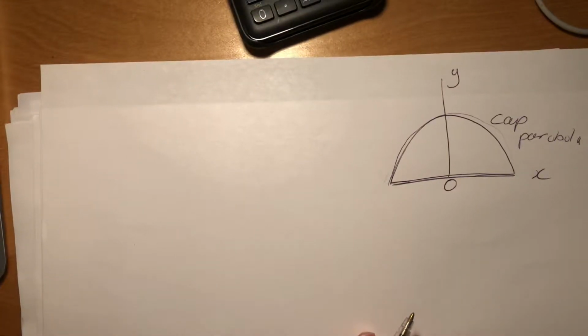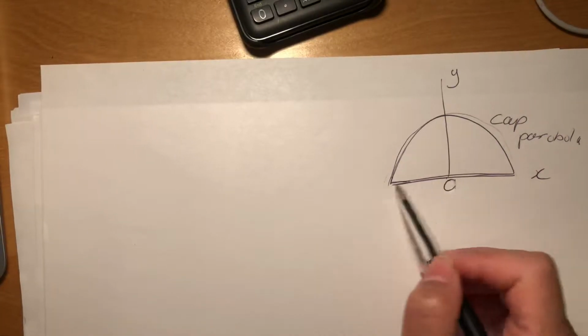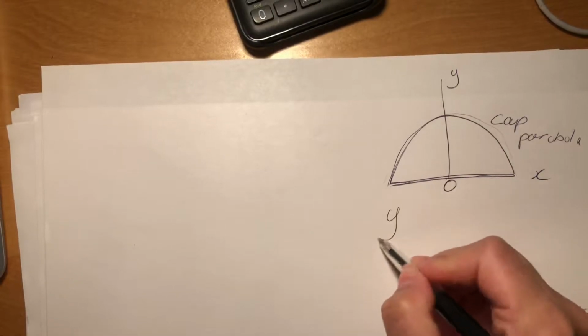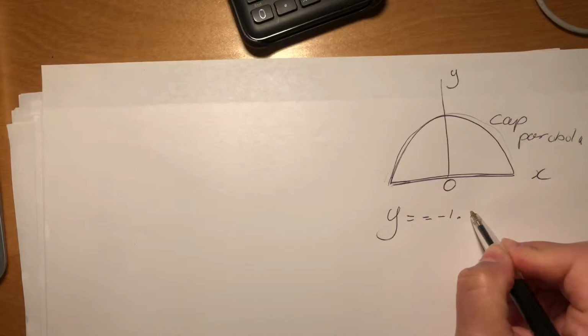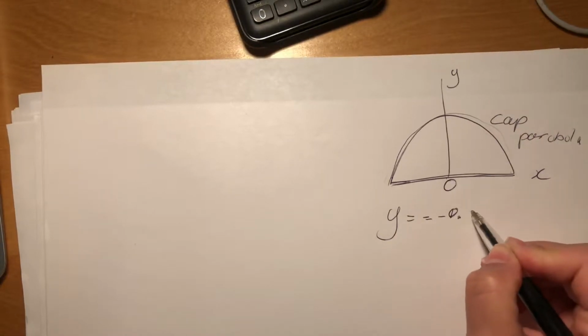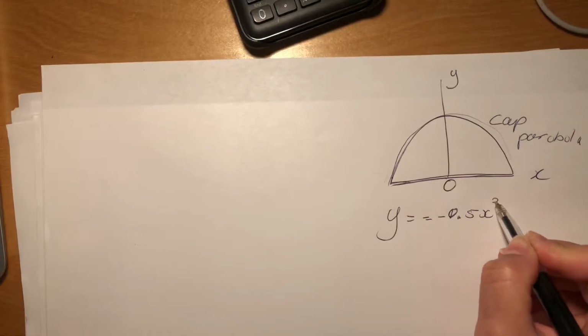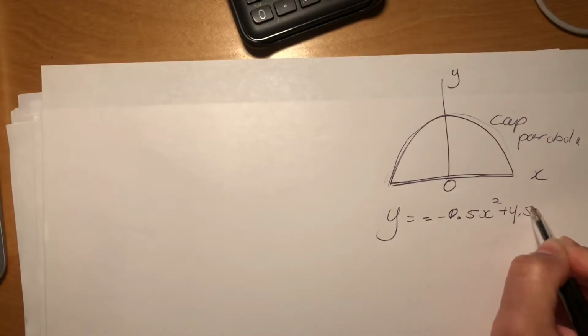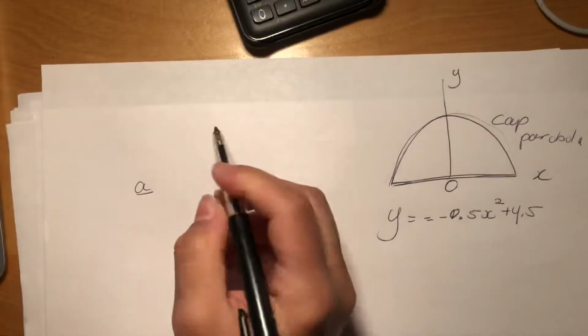So there's a tunnel under a road. You can calculate the height in meters of the tunnel using the formula. Let me write it here. Minus 0.5 times x to the power of 2 plus 4.5. Copy the table and complete it. That's what we're going to do.